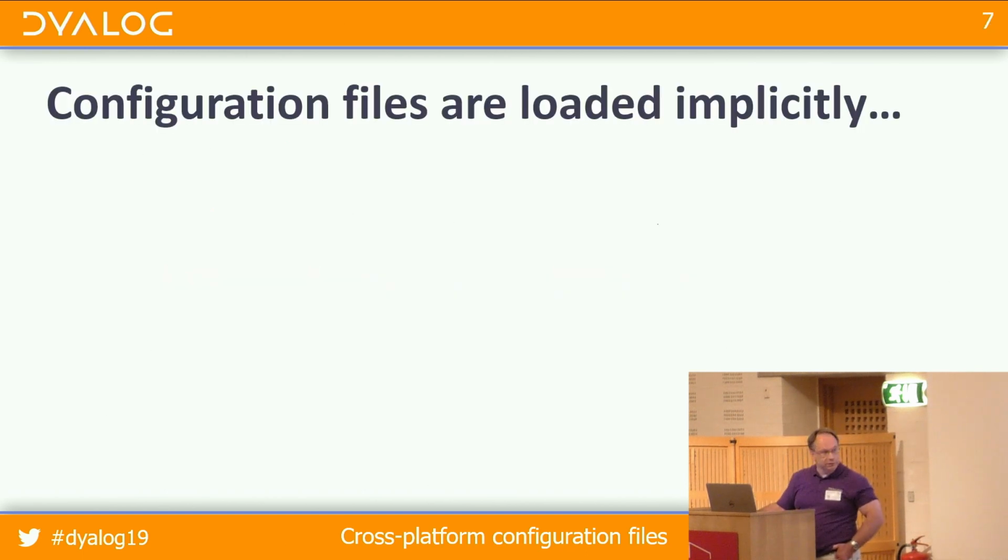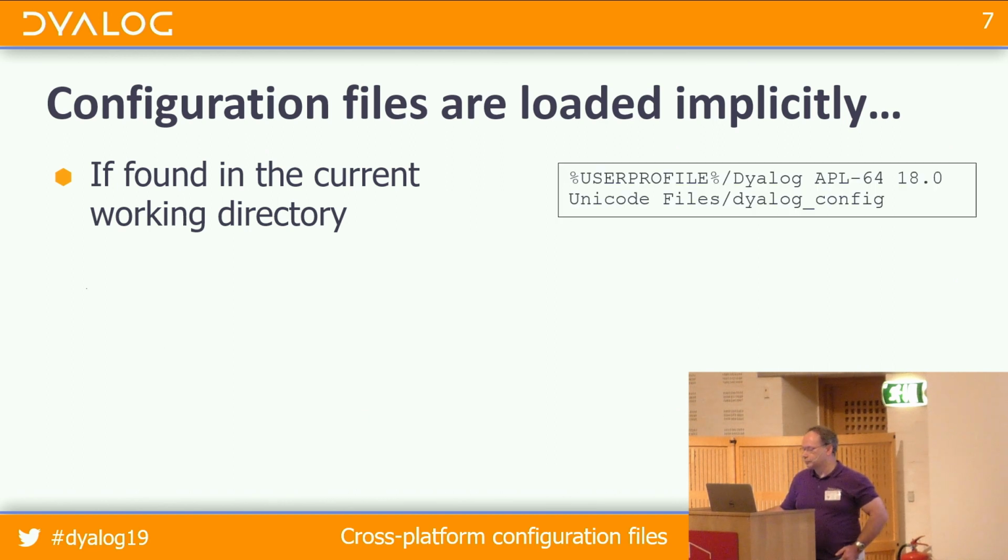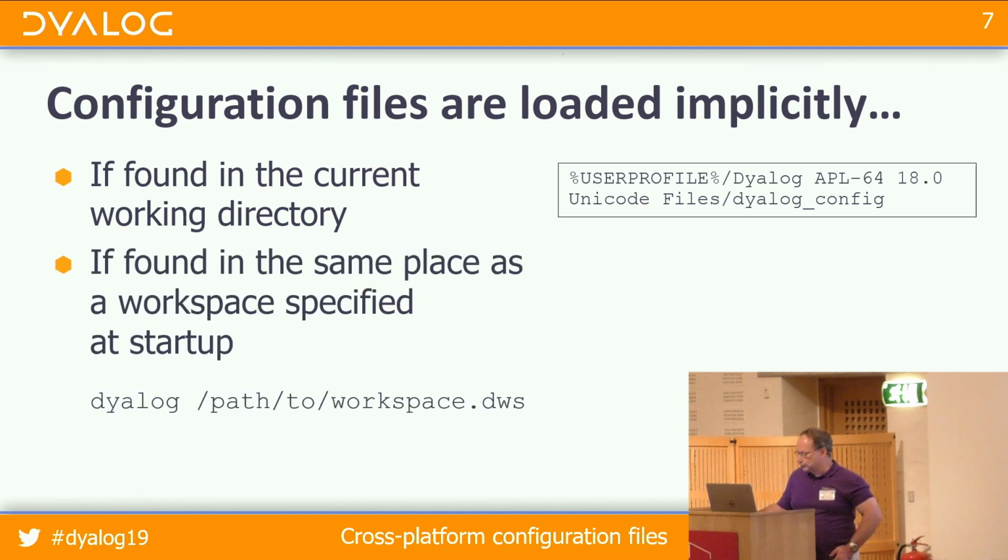let's consider, if we have these configuration files, how they would be used. Where would you put the things? What we are thinking is that it would pick up one automatically without you even having to specify it if there is a configuration file found in the current working directory when the interpreter starts up. So on Windows, that might typically be something like that directory. If you put one in there, it'll just get picked up automatically. Perhaps more interestingly, if you start the interpreter referencing a workspace and there is a configuration file in the same place as the workspace, it'll implicitly pick it up from there as well.